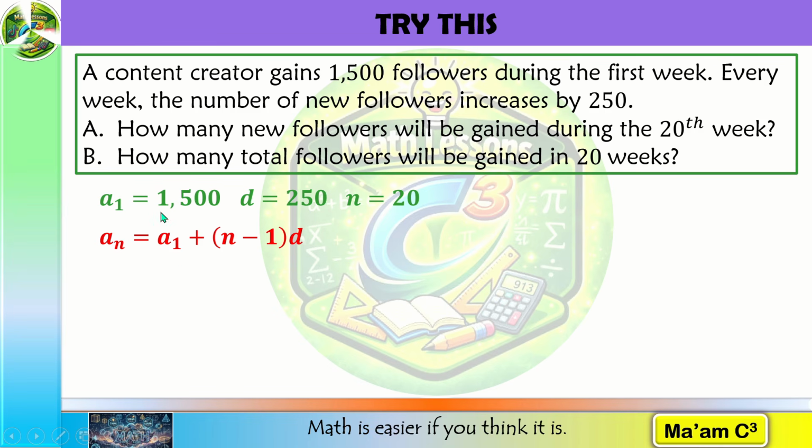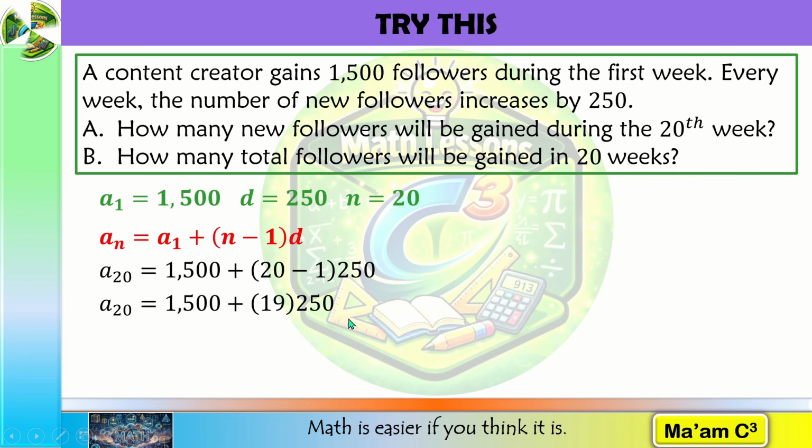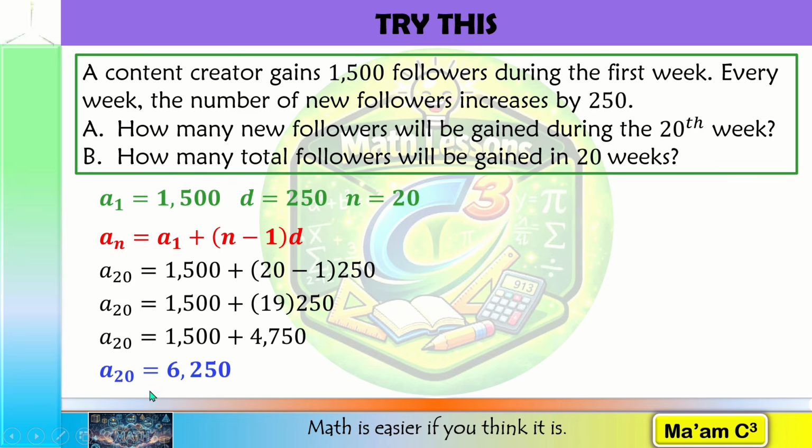A sub 1 is 1,500. Our n is 20. And our d is 250. 20 minus 1 is 19. 19 times 250 is 4,750. Plus 1,500 is 6,250. So on the 20th week, the content creator will have 6,250 followers. Wow! Sana all.